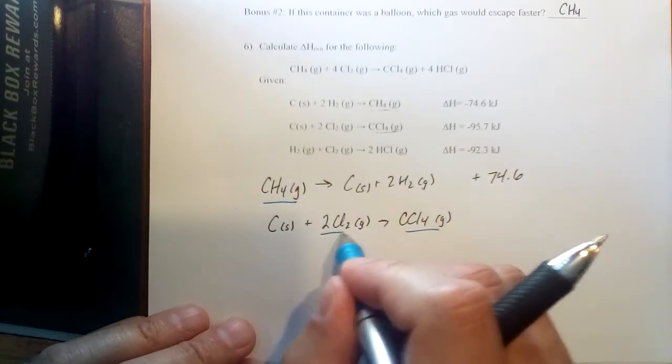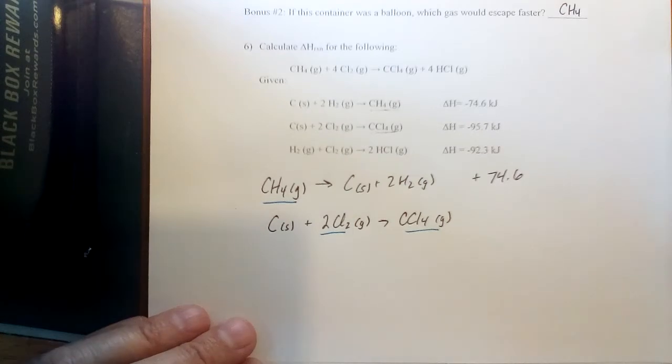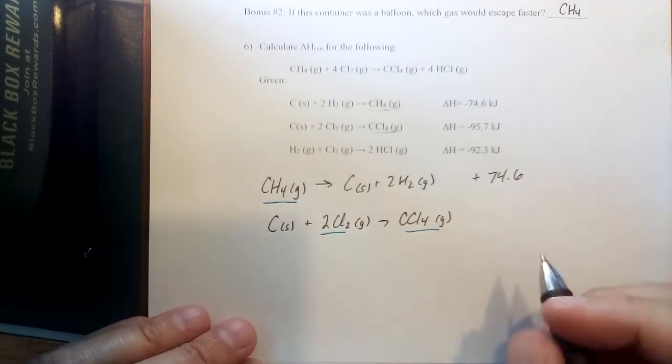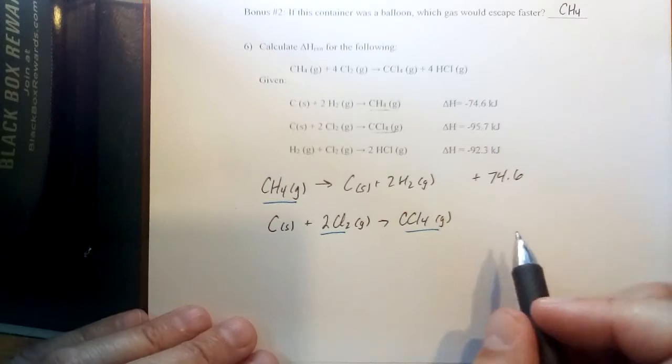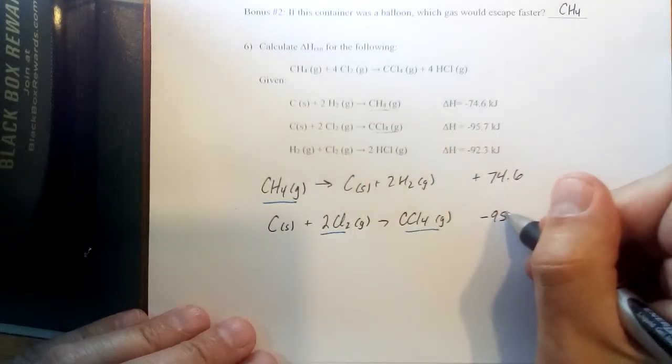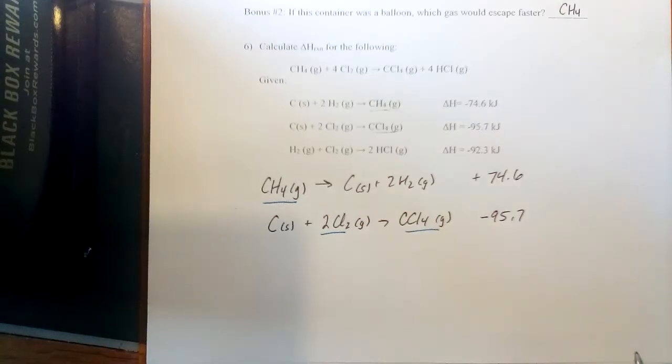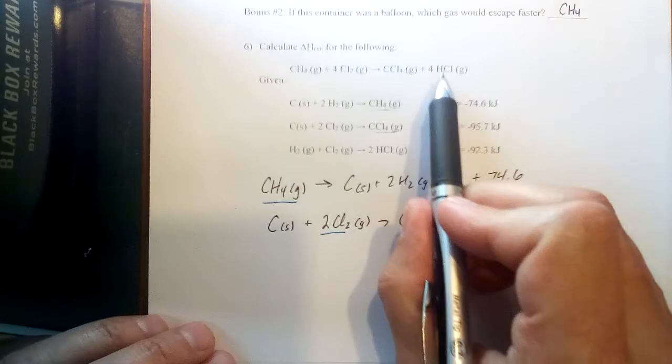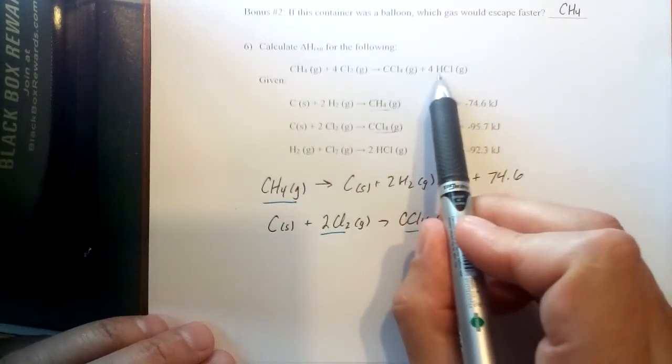Now we've added another reaction we want as a reactant in our target, the 2 chlorines. So I'm just going to make a note of that as well. Now this reaction was exactly like it was in the bank, so it would still have a negative enthalpy value there in the problem.